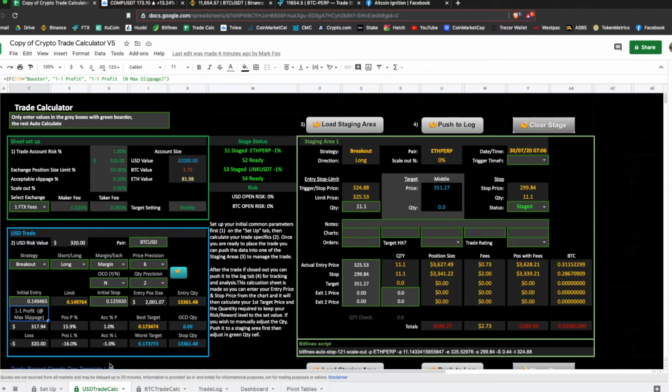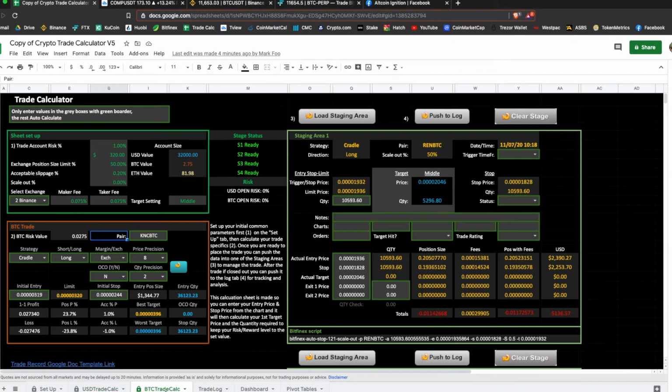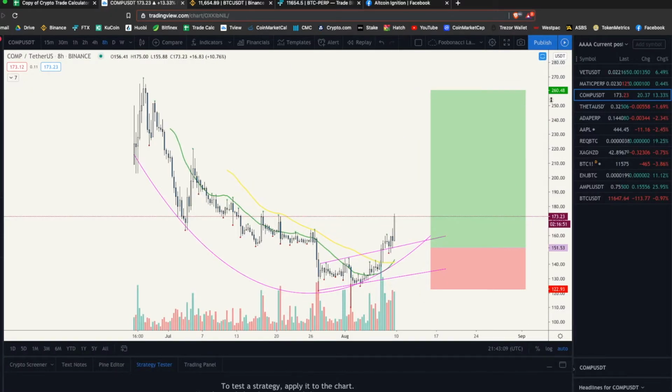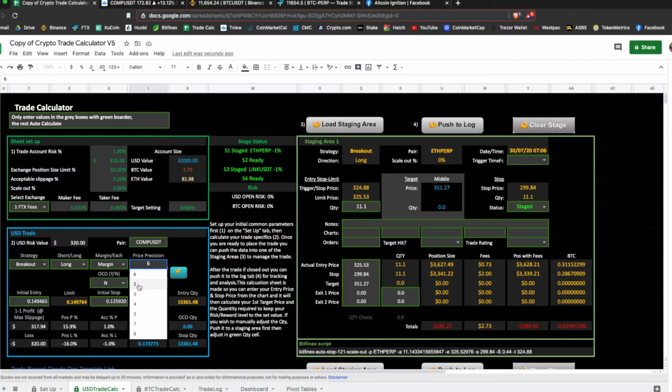If you're trading against Bitcoin, then you would use the Bitcoin trade calculator. Okay, so we trade against the US dollar, so we come over here. Over here, we would put in COMP USDT. Now, price precision, let's have a look at COMP. COMP is 2 decimals, so we'll just put 2. Now the quantity. COMP is a $172 coin, so yep, 2's fine.